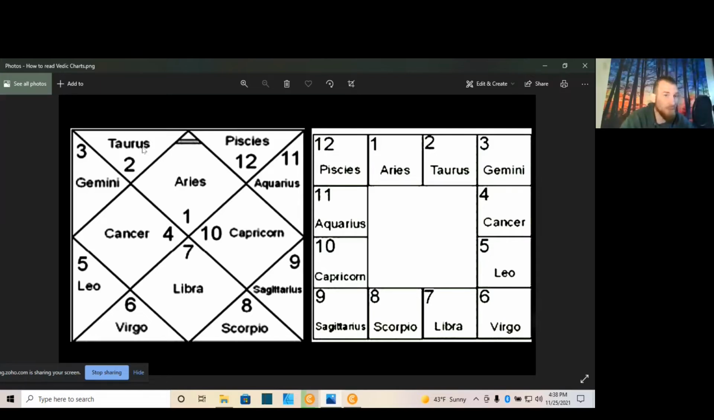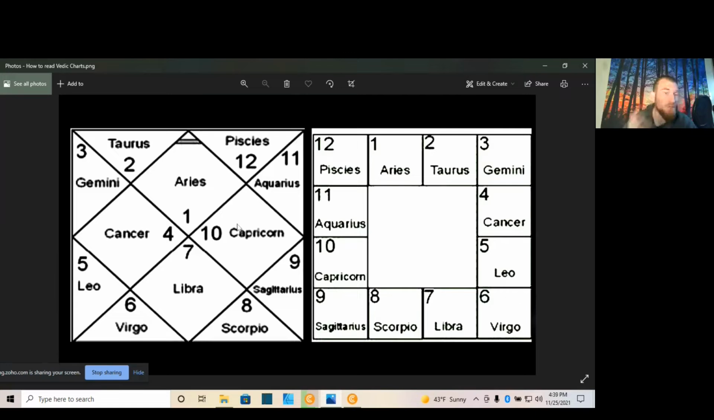So you go to the left. So then it's Taurus, Gemini, Cancer. So Cancer would be the fourth house. Leo is the fifth house. Virgo is the sixth. Libra is the seventh. 8th, 9th, 10th, 11th, and 12th. So that top box is always going to be the first. That bottom center one is always going to be the seventh. Those larger boxes are what are known as the Kendra houses. Okay. So those are very important.